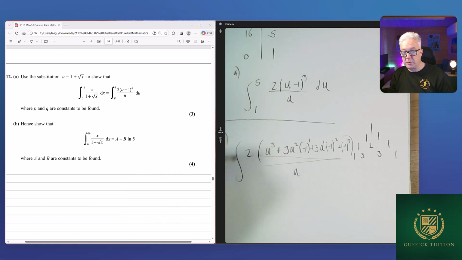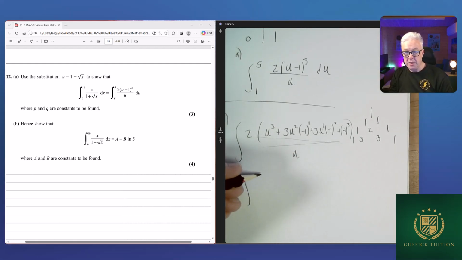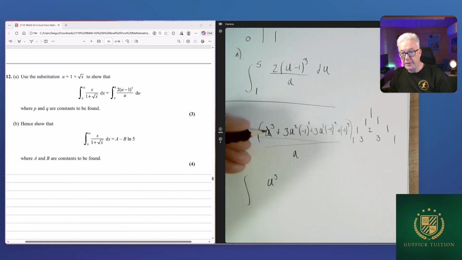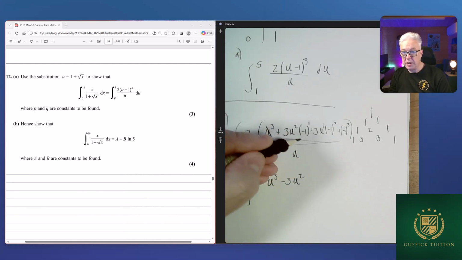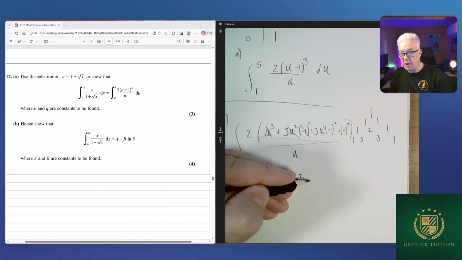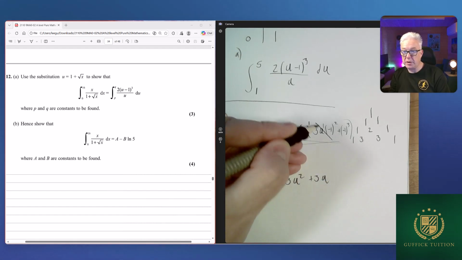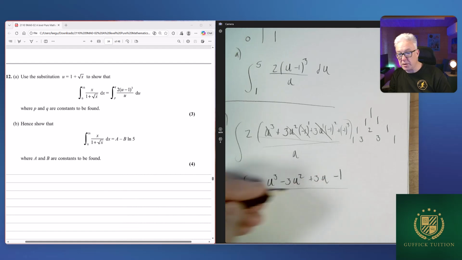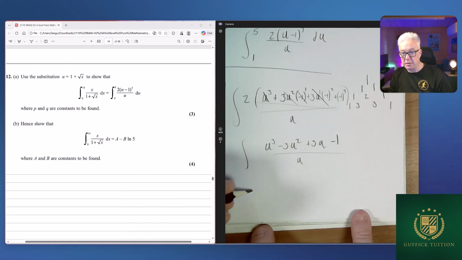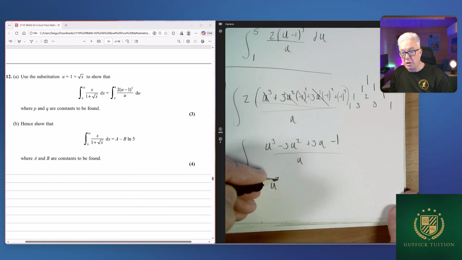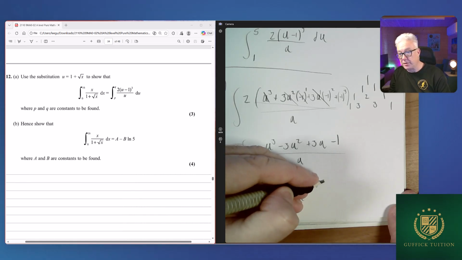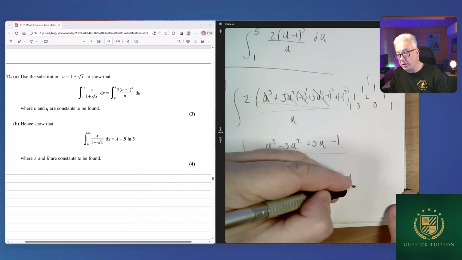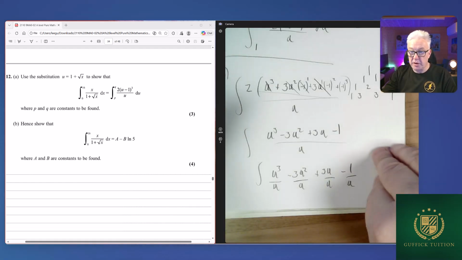Okay, so that's what we've got. So let's just look at this next thing. Let's just simplify it a little bit. So that gives me u cubed, that's that one. And then I've got minus 3u squared, that's that bit done. And then I've got plus 3u, that's that one done. And then I'm going to have minus 1, and that's all over u. So that's going to go to the integral of u cubed over u minus 3u squared over u plus 3u over u minus 1 over u, which is, let's go on to another piece of paper.